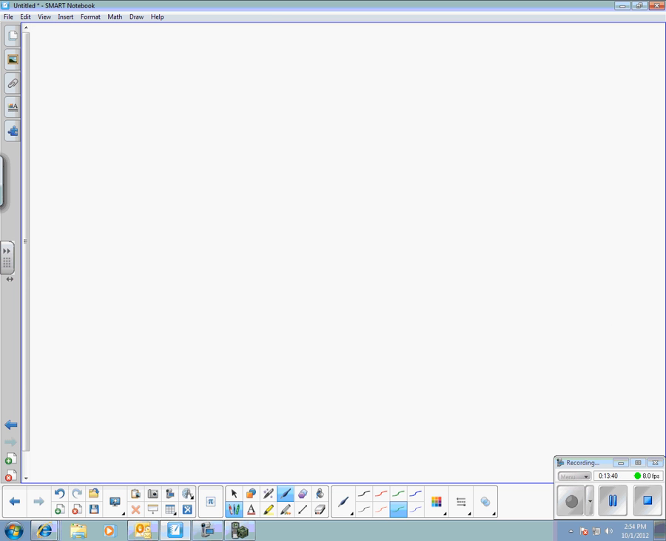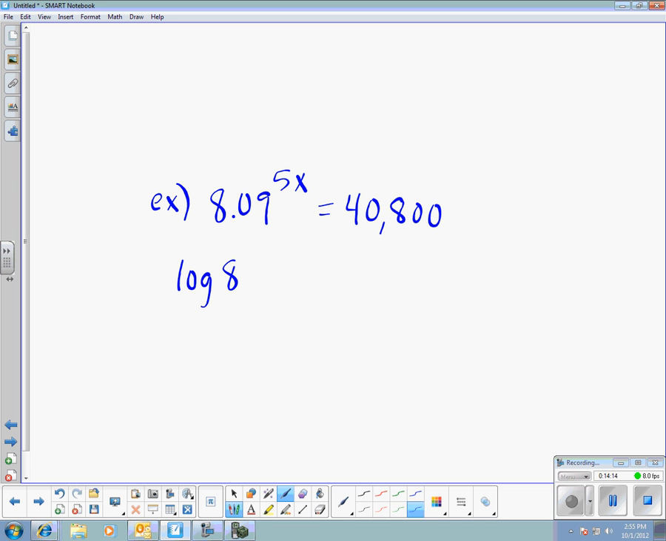Let me do one more quick example for one that does not have 10 in the base, like 8.09 to the 5x is equal to 40,800. Okay, so you approach this equation, you say, well, I've got an unknown in the exponent position. I know how to get rid of that. I'm going to get rid of that with a log. So log both sides. Make sure you do both sides.